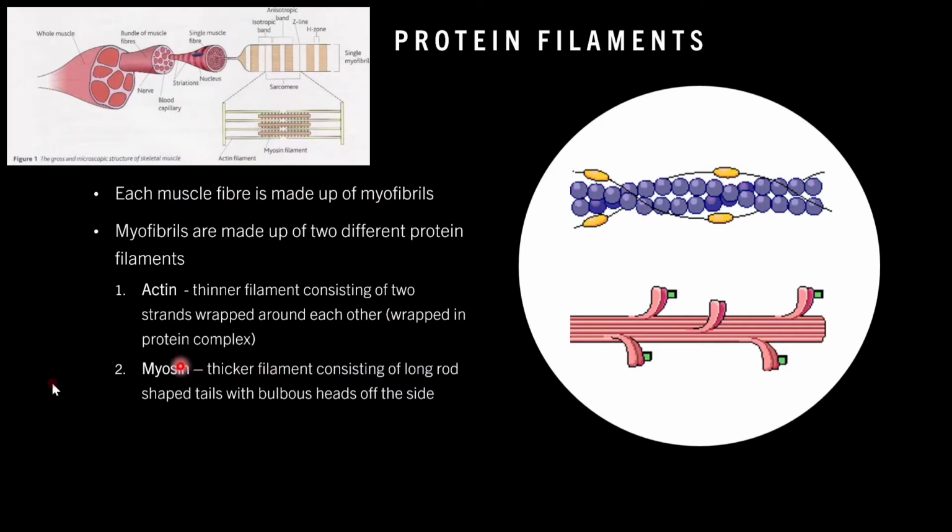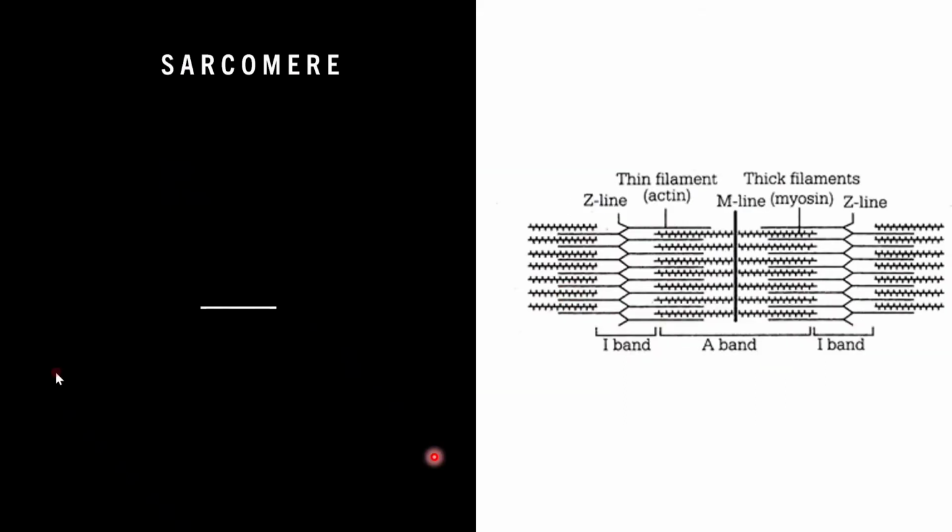Our second filament that our myofibrils are made of is myosin. This is the thicker of the two filaments, and it consists of long rod-shaped tails with bulbous heads off the side. So we have these thicker filaments with little myosin heads poking out from our long rod. These are the two protein filaments that make up our myofibrils, which are the tiny smaller units that make up our whole muscle.